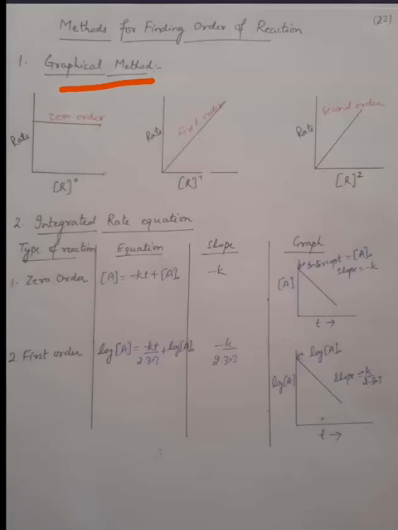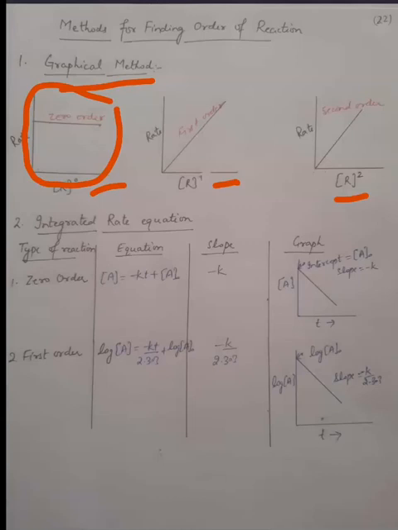What we do in this type of method, we plot different graphs between rate and the concentration of reactant. If rate and concentration of reactant to the power 0 graph will be like this, then the order of the reaction is 0. If rate depends on the concentration to the power 1, then it will be of first order. If rate and concentration to the power 2 will be a straight line like this, then reaction will be of second order, means this is a hit and trial method.